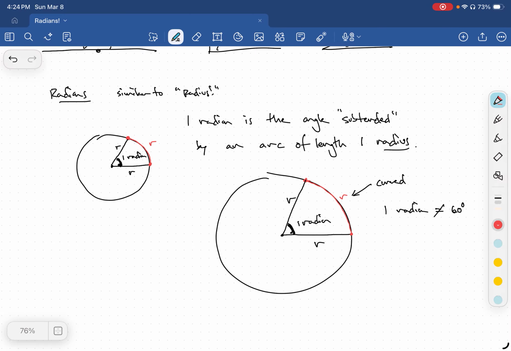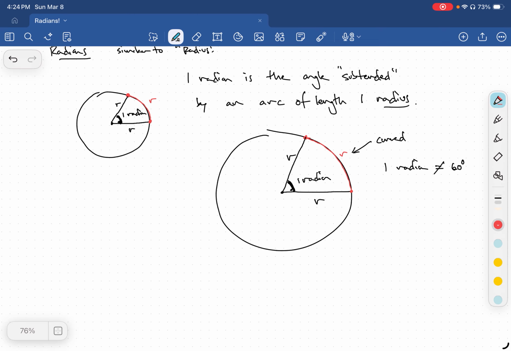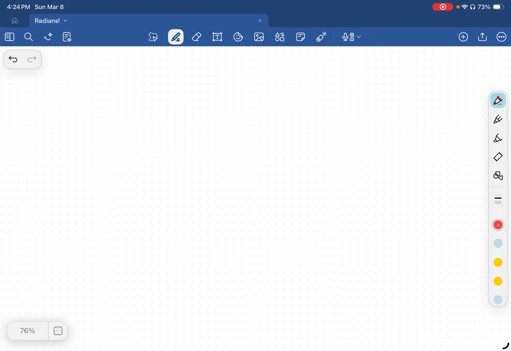So this basically allows us to find some patterns between degrees and radians. 1 radian is the angle subtended by an arc of length 1 radius. Let's think very quickly about a full circle. If we have a full circle like this, let's think about how many radii actually go around the circle.